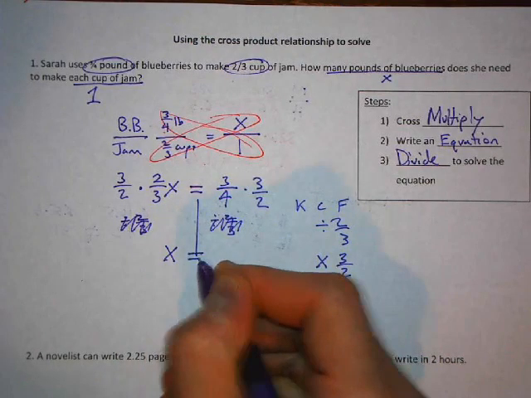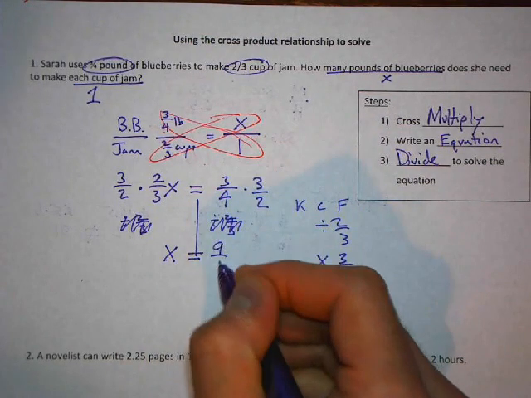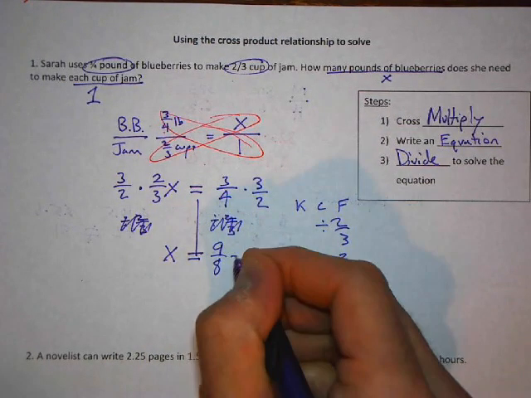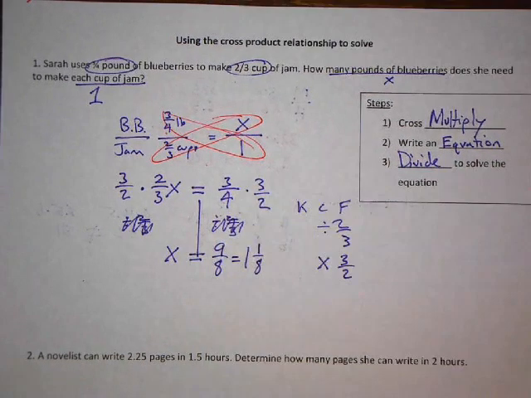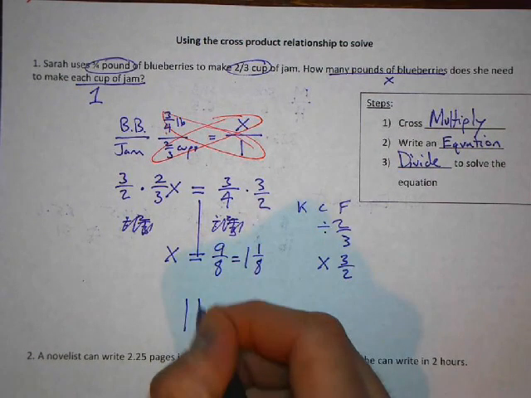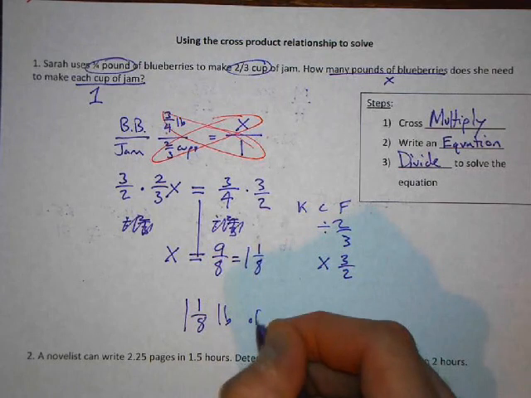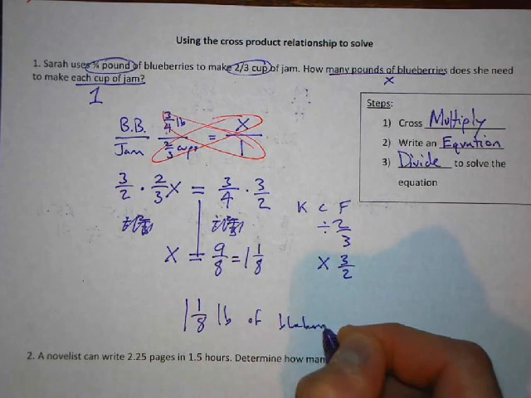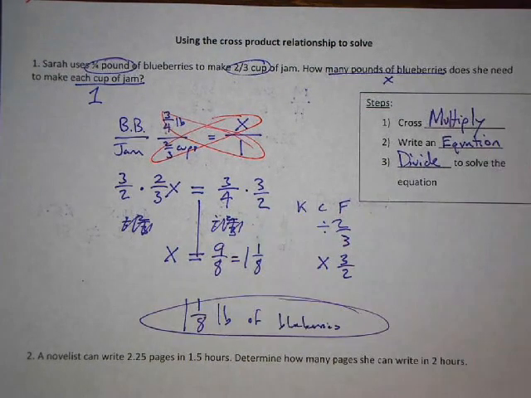So now when I simplify, this is just going to be 1x. And over here, we're going to have 9/8, which is equal to 1 1/8. So that means she's going to need 1 1/8 pounds of blueberries.